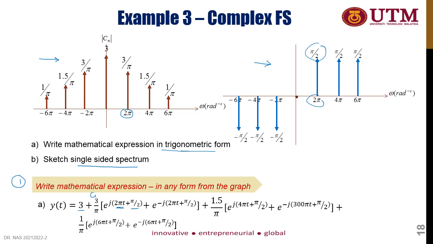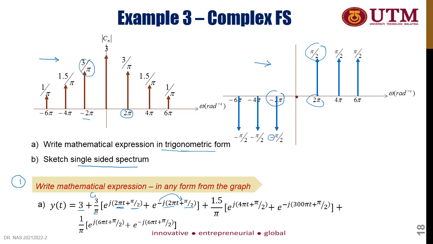Plus the negative frequency at negative 2 pi, the magnitude is still 3 over pi, same magnitude. And look at the phase at negative 2 pi, it is negative pi over 2. So it's still pi over 2, but you need to check the polarity. In this case, it is negative pi over 2. So make sure the multiplication will produce negative pi over 2.